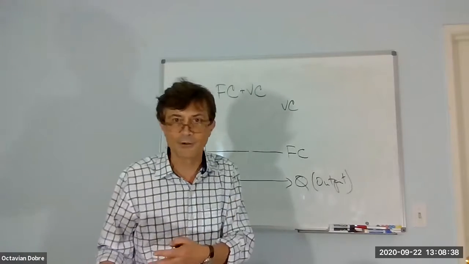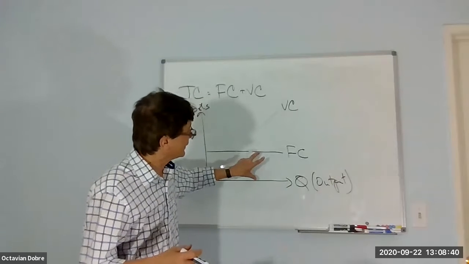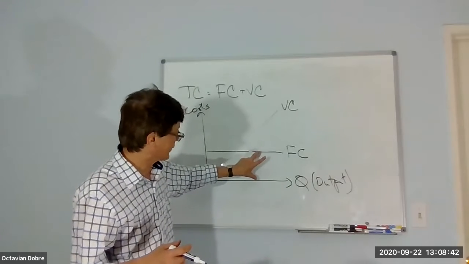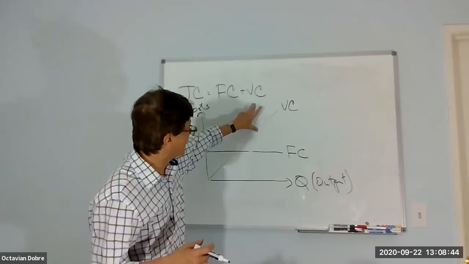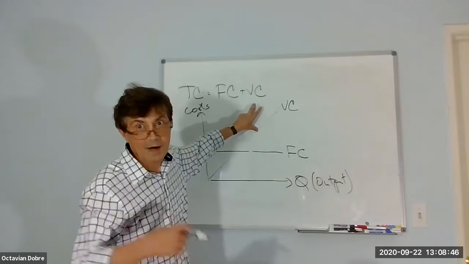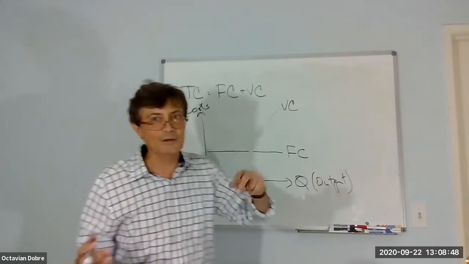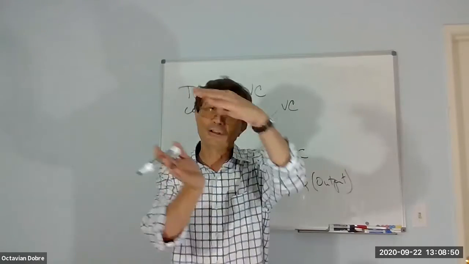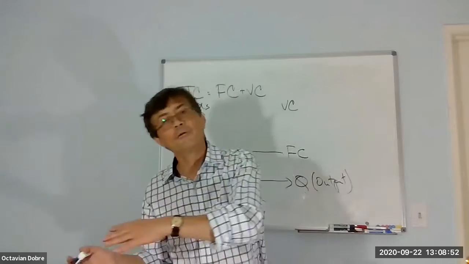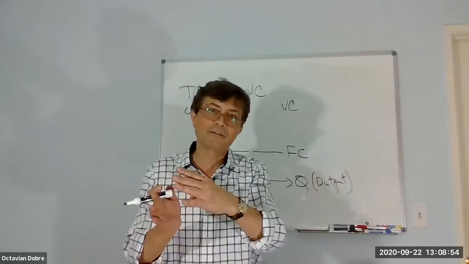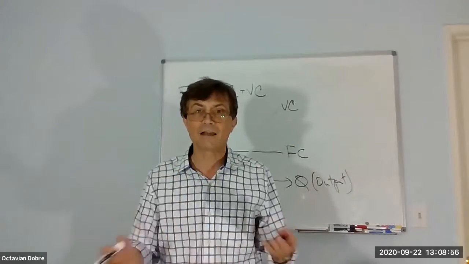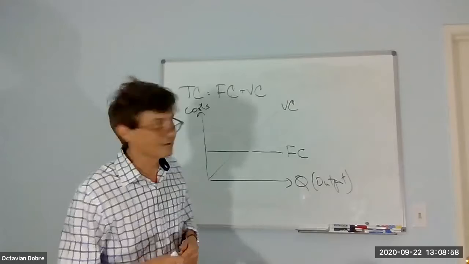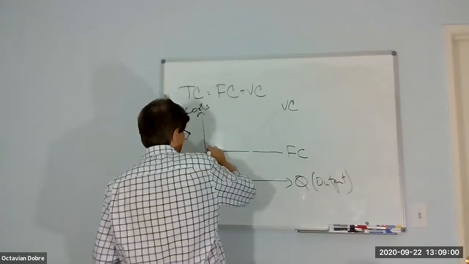Or another way to do it is to move the fixed cost, this value here, whatever the fixed cost is, on top of the variable cost, and I'm going to have the total cost. So whether you put the fixed cost on top of the variable cost, or the variable cost on top of the fixed cost, you're still going to get the same thing. You're going to get the total cost. And it's going to look like this.